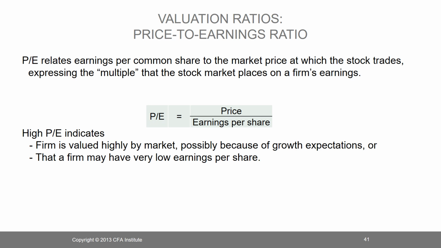Now, interpreting the PE, note that sometimes a firm may have a high PE because it has very low earnings per share. This happened during the past year, 2020. If you keep up with the news, you will see that many companies had increased PE ratios, not because the prices have increased that much, but mainly because earnings have dropped because of COVID.